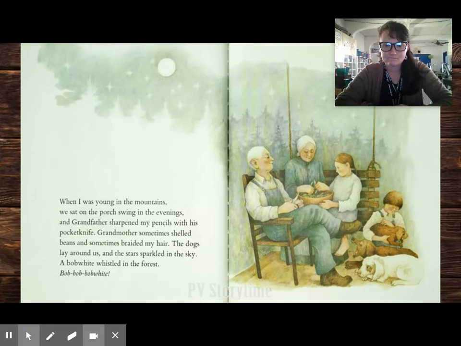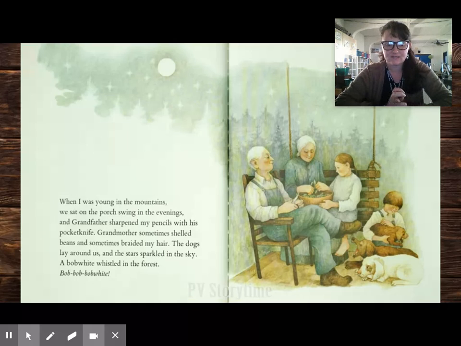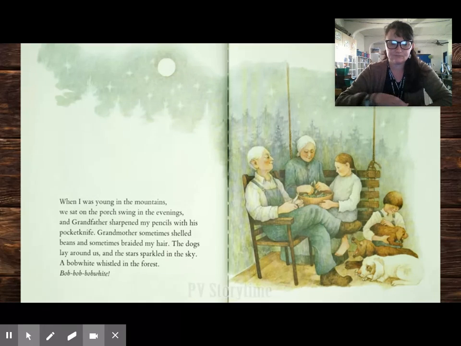When I was young in the mountains, we sat on the porch swing in the evenings, and Grandfather sharpened my pencils with his pocket knife. Grandmother sometimes shelled beans and sometimes braided my hair. The dogs lay around us, and the stars sparkled in the sky. A bobwhite whistled in the forest. Bob, Bob, Bob White!